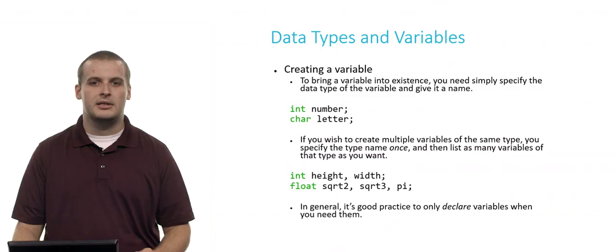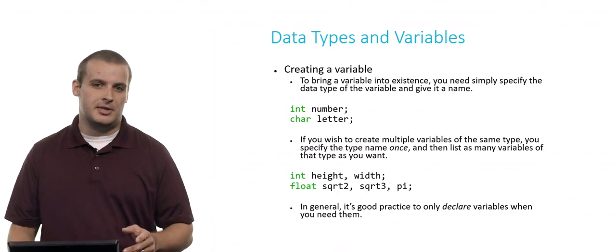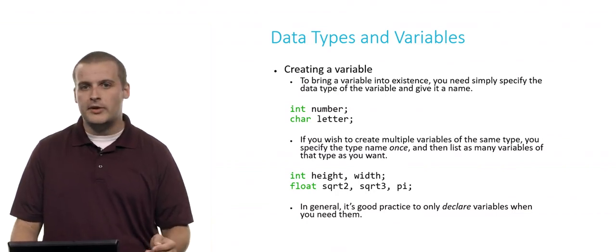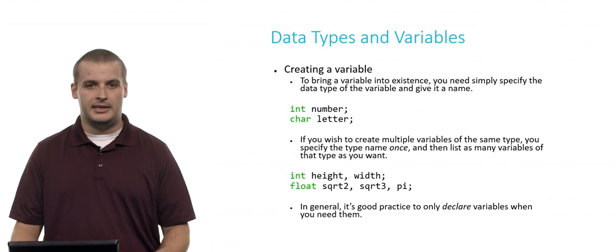So here's two examples. Int number, semicolon, char letter, semicolon. What have I done here? I've created two variables. The first, the variable's name is number, and number is capable of holding integer type values because its type is int.